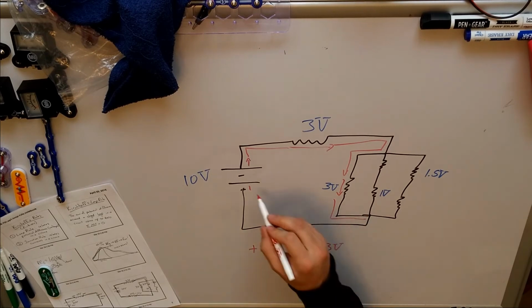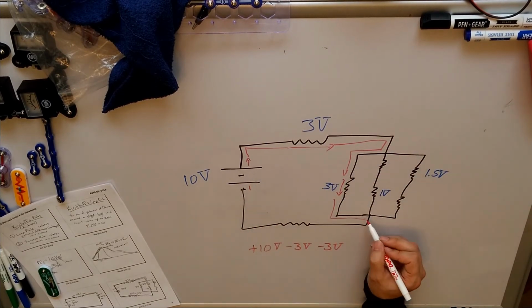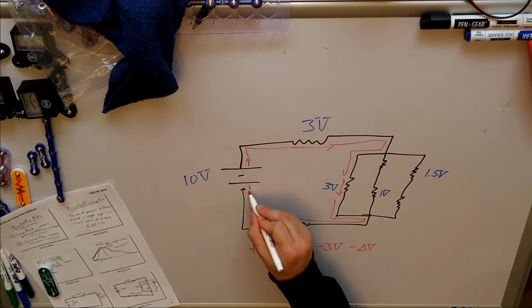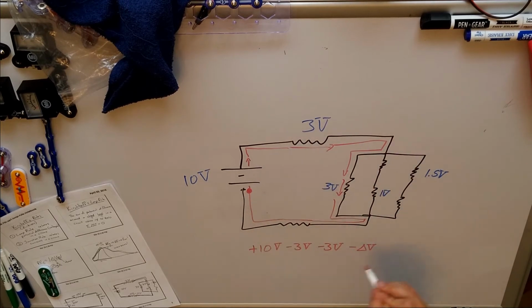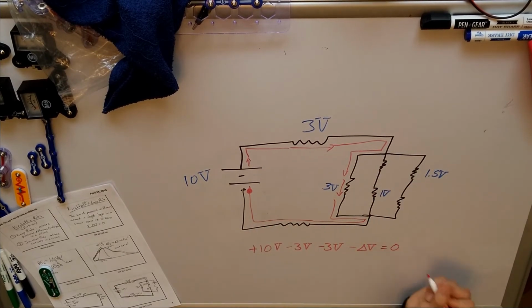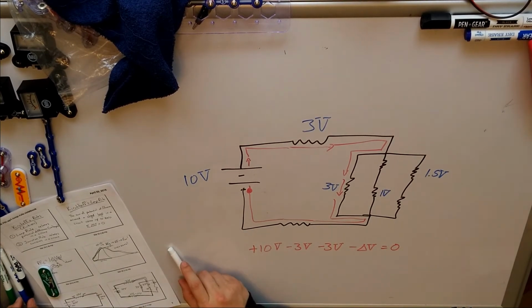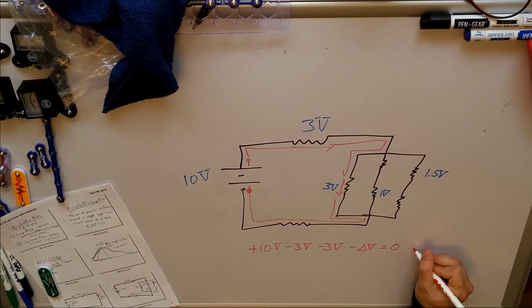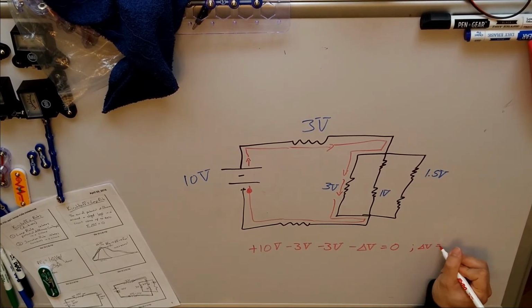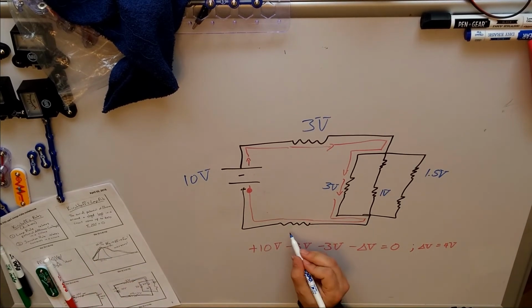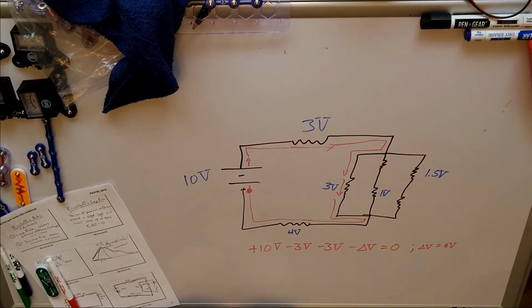I come over here, and remember, we're always trying to get from one side of the battery to the other. So I go over here, I cross this unknown resistor, delta V unknown, and I end up back where I started. I have a closed loop, so we know that this must add up to 0. So I have 10 minus 3, that's 7, minus 3, so I have 4 volts minus delta V equals 0. That means that delta V of my unknown resistor must be 4 volts. I have now determined that this is 4 volts.